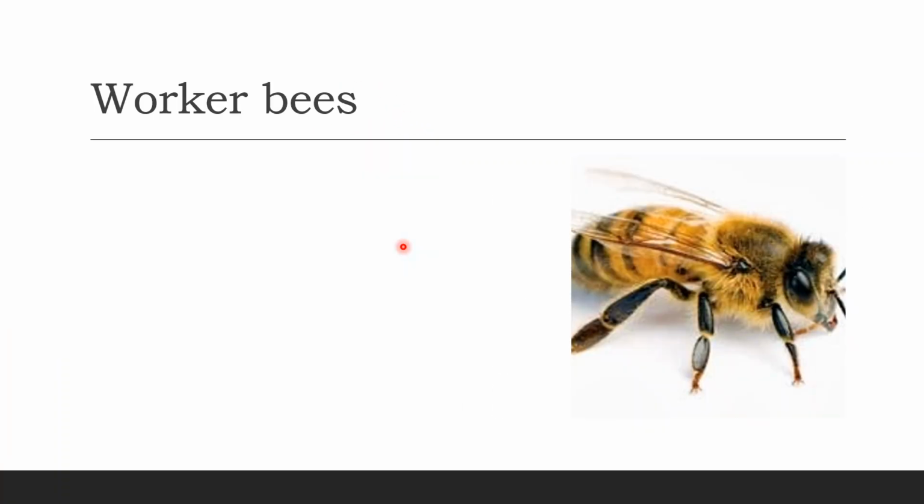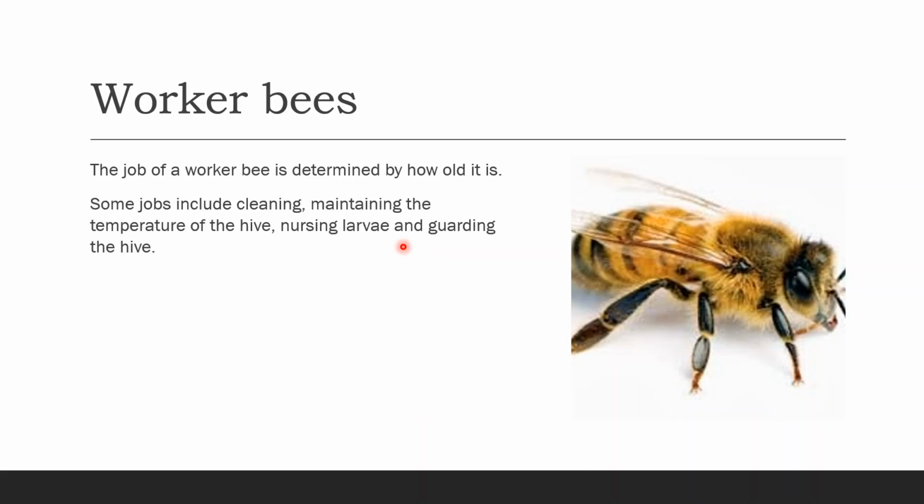Now, the job of a worker bee in general is determined by how old it is. And so there are many different jobs that need to get done around the hive. And your age determines what you're doing. Some jobs include cleaning the hive. You might be maintaining the temperature of the hive, and they do that by buzzing inside of the hive and things like that. You might be nursing larvae, which is what we were talking about a bit earlier, how they get fed for about 5 days and then they get covered up so they can actually change into the type of bee they need to be.